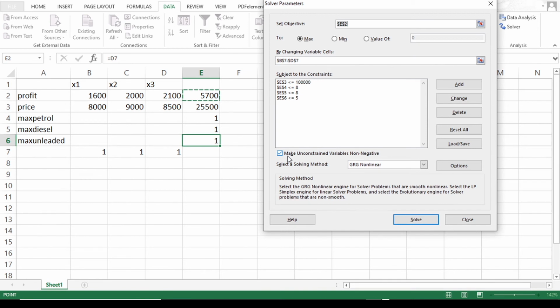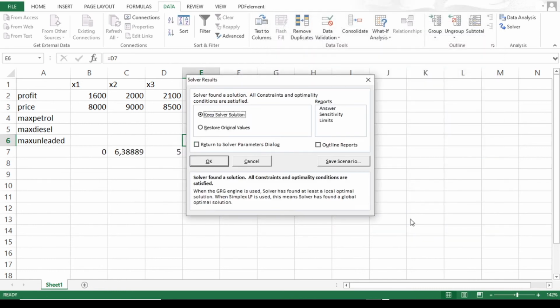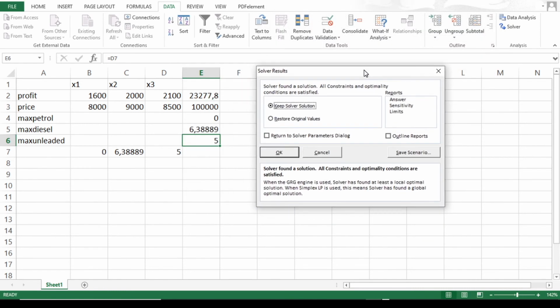Then remember that this box must be ticked: Make unconstrained variables non-negative. That is to have the non-negativity restriction. And then the solving method that we are using here is the Simplex LP for linear programming. And then you can click on solve. And you will immediately see that the values for x1, x2, and x3 now have their optimum values.